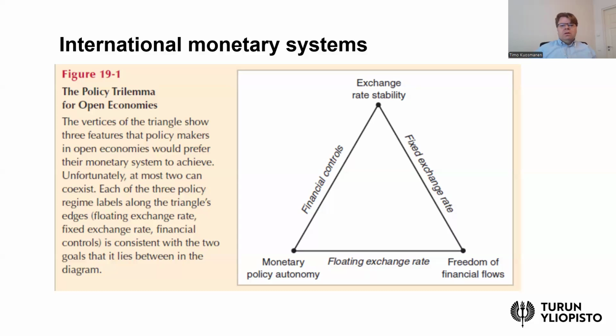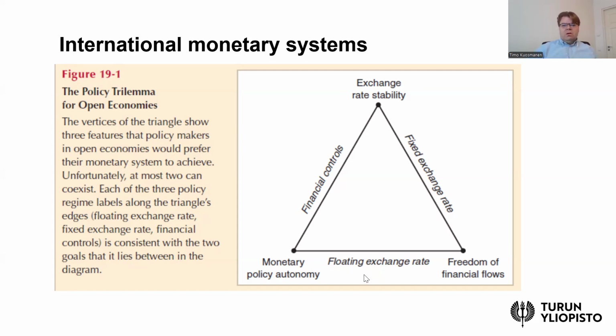So let's recall this policy trilemma for international monetary systems. Remember that there are these three desirable features of exchange rate stability, monetary policy autonomy, and freedom of financial flows, which all would be desirable, but one cannot have all three at the same time. So many countries have chosen this floating exchange rate regime that gives monetary policy autonomy and freedom of financial flows, but at the cost of exchange rate stability.